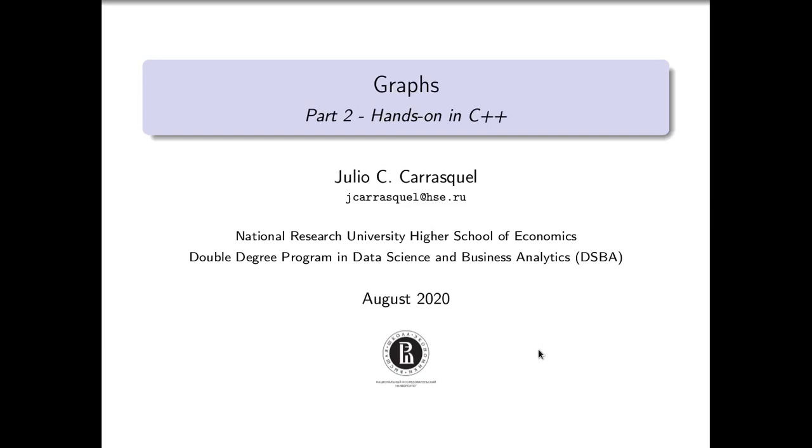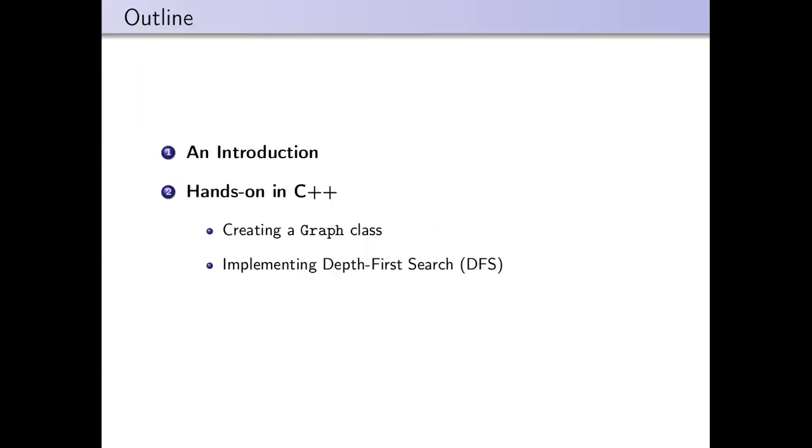We are going to continue our discussion on graphs and in this part about how we can implement them in C++. We are going to present two exercises. The first one, how we can create a class graph, and the second one, how we can implement a method for moving through the graph for visiting the nodes according to the depth-first search algorithm, DFS.